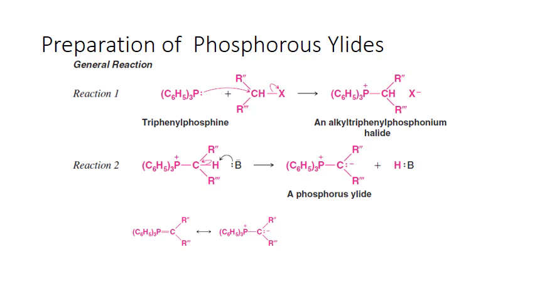Reaction 2: deprotonation of the acidic proton of the alkyl triphenylphosphonium halide with a strong base, for example alkyl lithium, to form the ylide, phosphorus ylide. The ylide can be represented as a hybrid of two resonance structures. By quantum mechanics, it was proven that the second structure is more important.